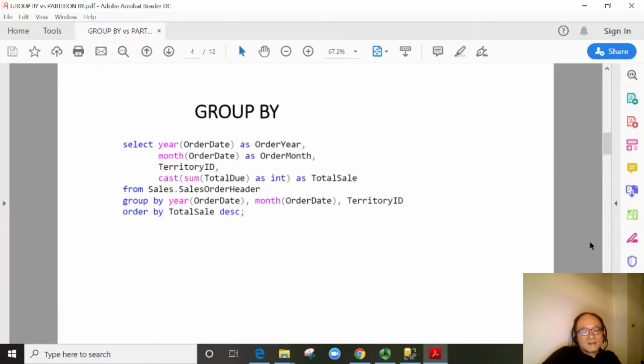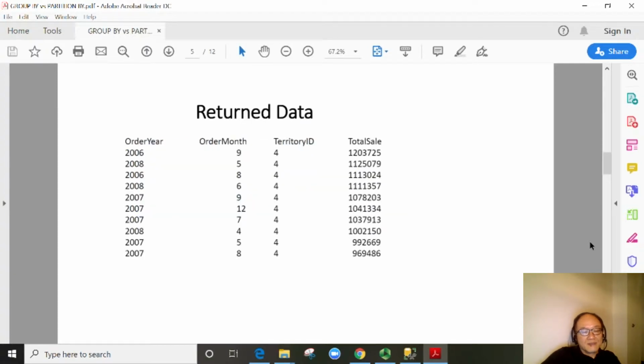We want to get the total sale amount. Therefore, we need to do data aggregation. We want to use group by. Here, we group by 3 columns. Here is the returned data.